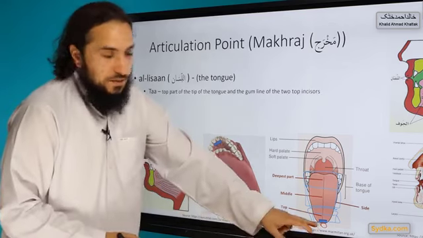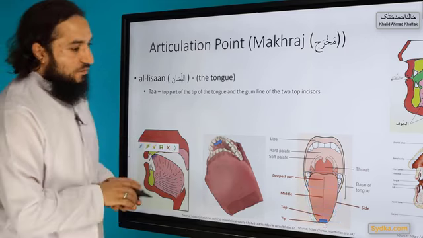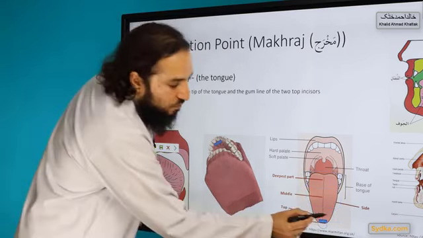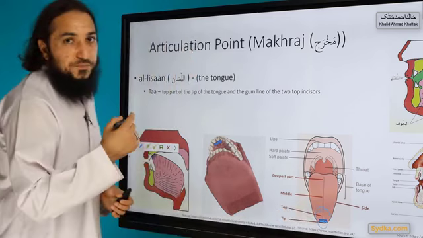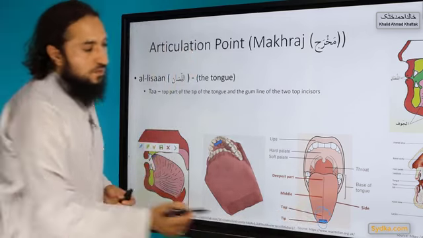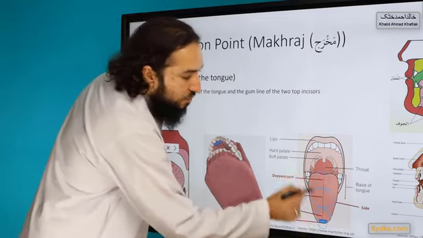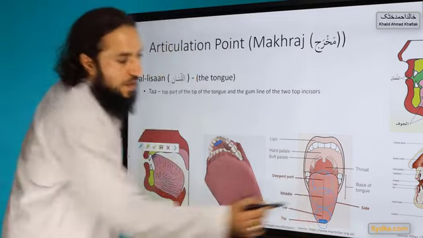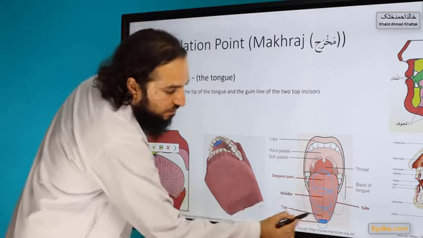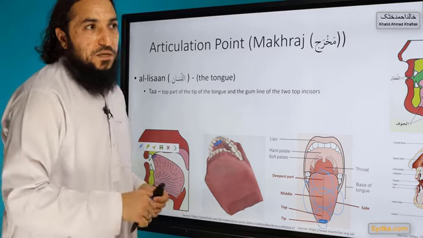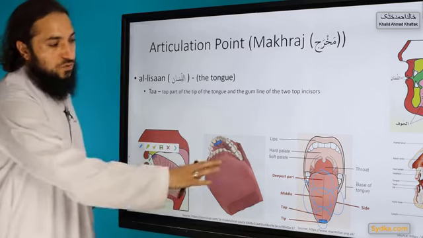The first one, let me write again, is called the tip of the tongue. The second one is the top part of the tongue. This one is the middle part of the tongue, and this one is the deepest part of the tongue. And we have the sides of the tongue, because all these parts will be used in future sessions, so that's why you need to know this.